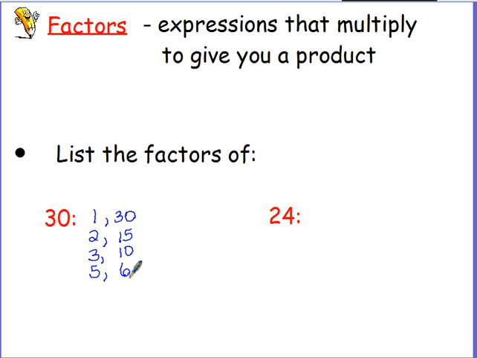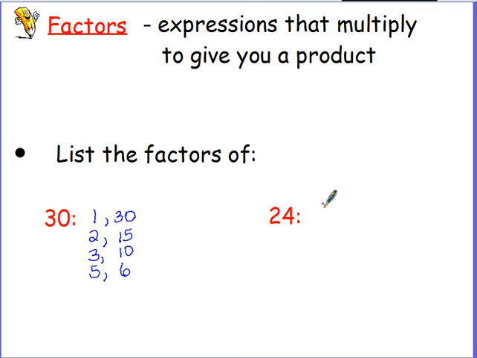And now I've already seen 6. 7 does not, 8 does not, 9 does not, 10 does. I already have it listed. And that means that this list is complete. I have all of the smaller factors, and then they loop around to the larger factors.